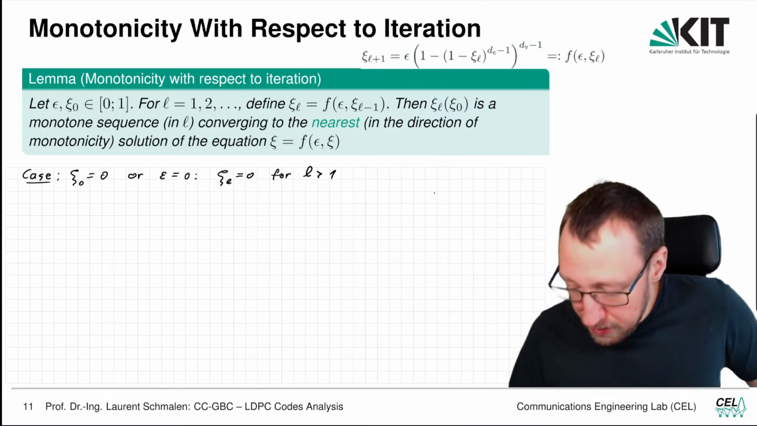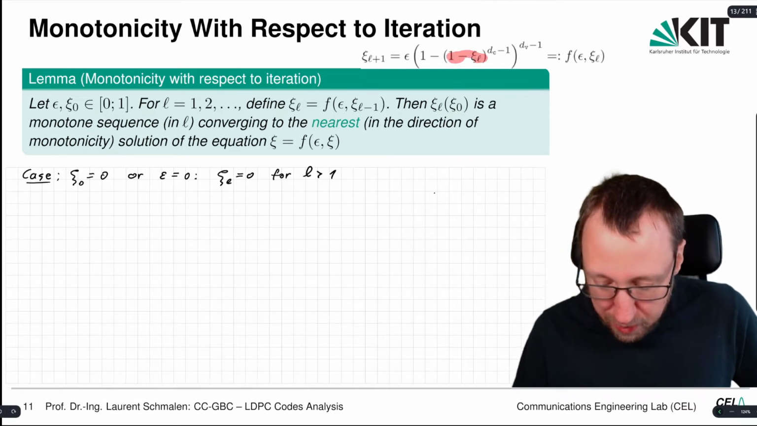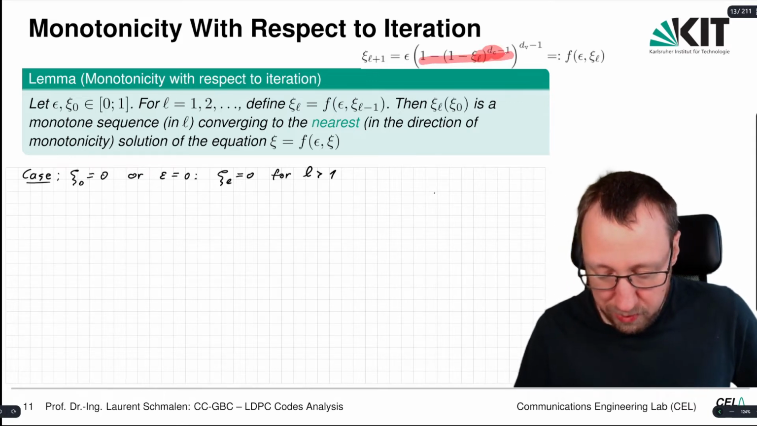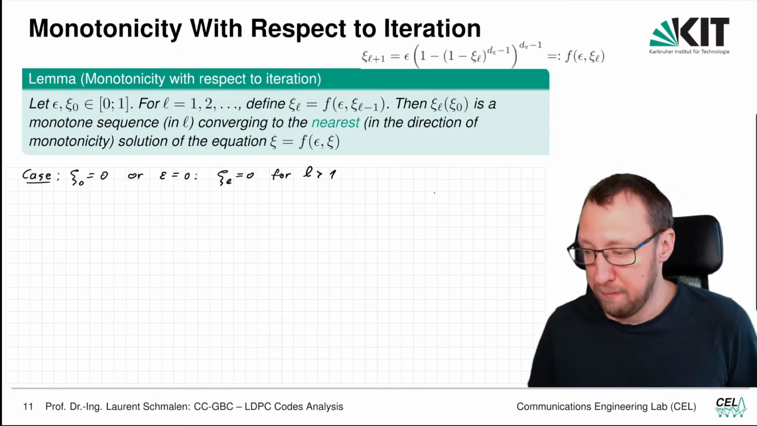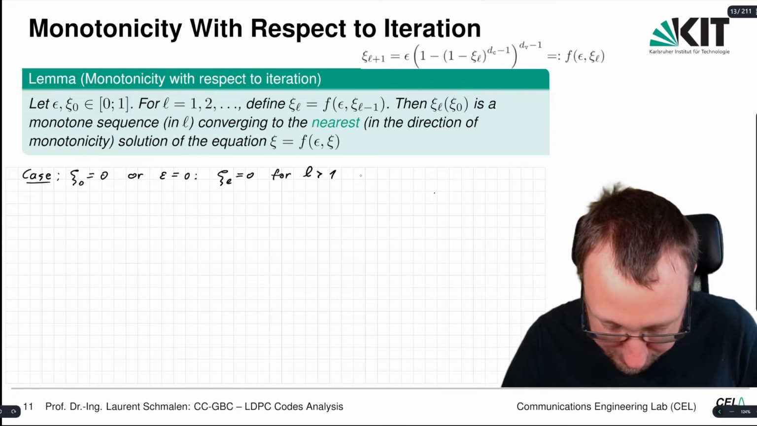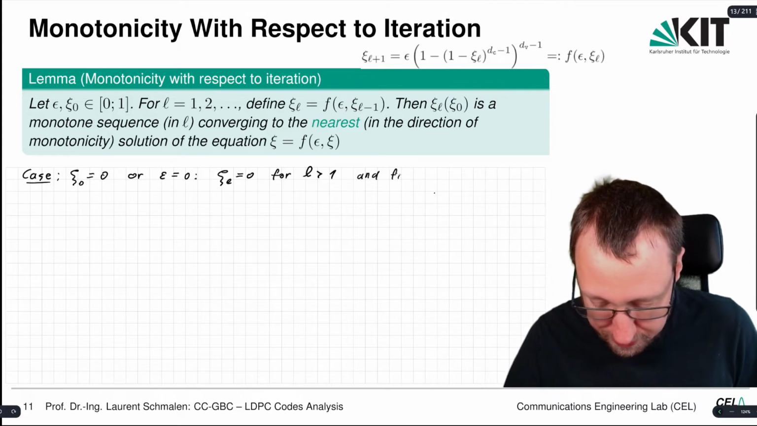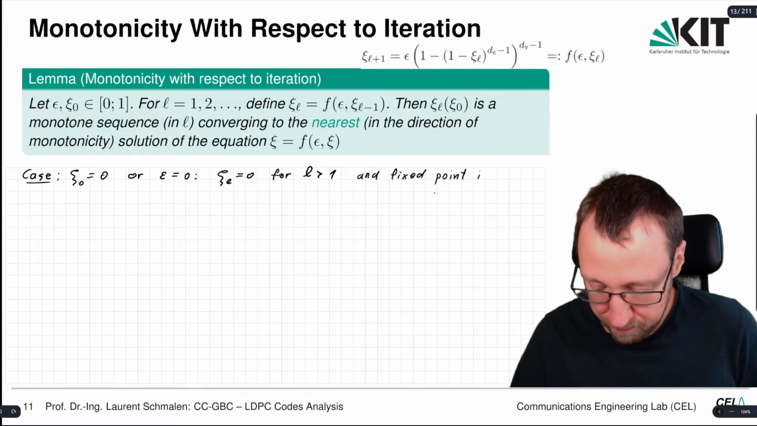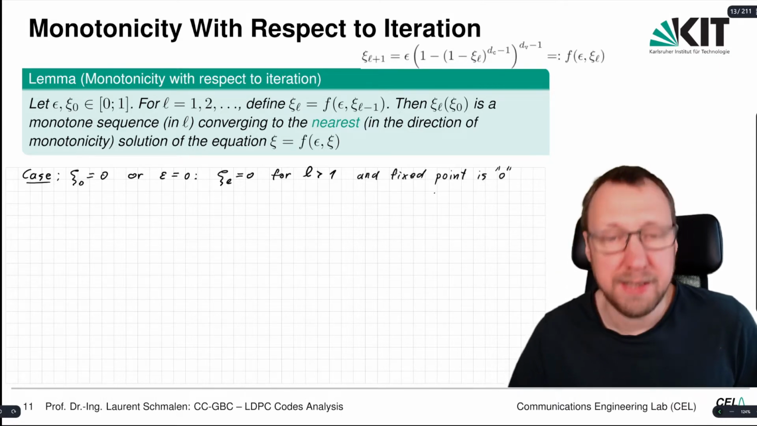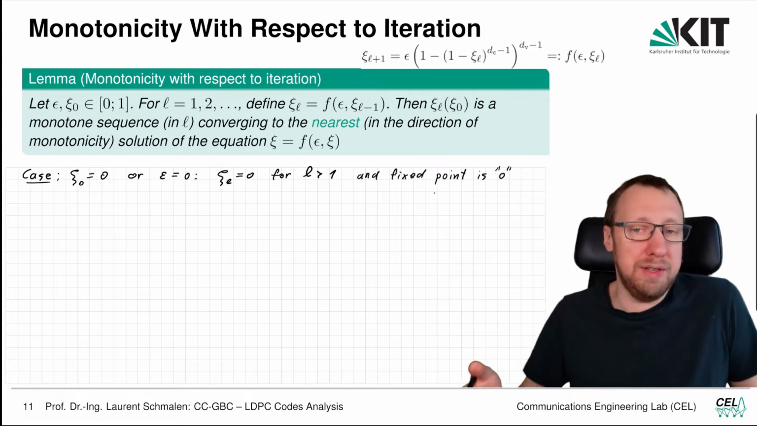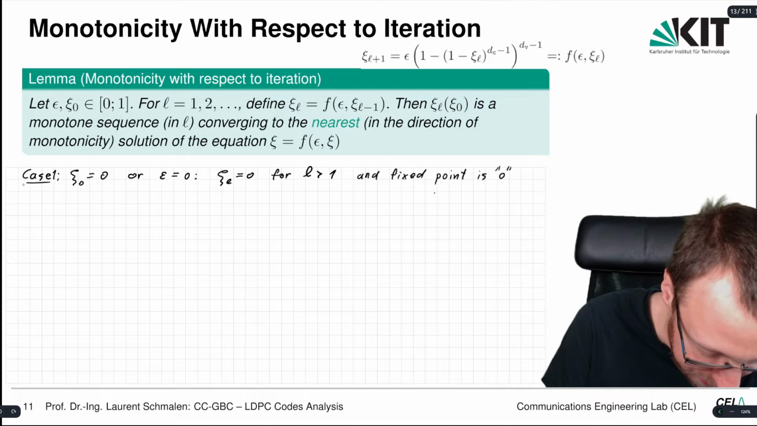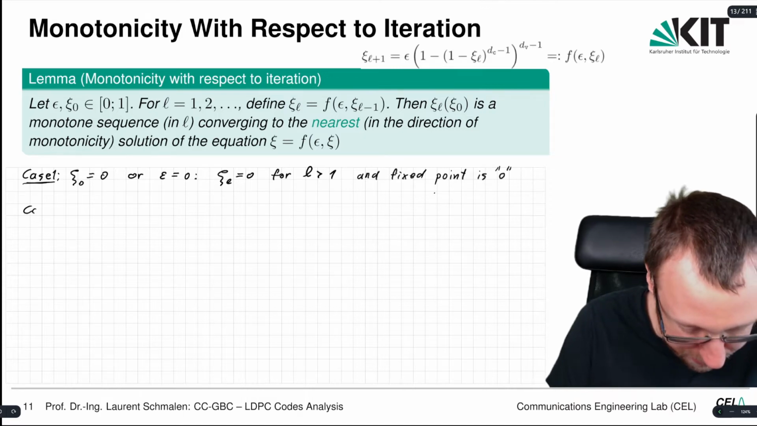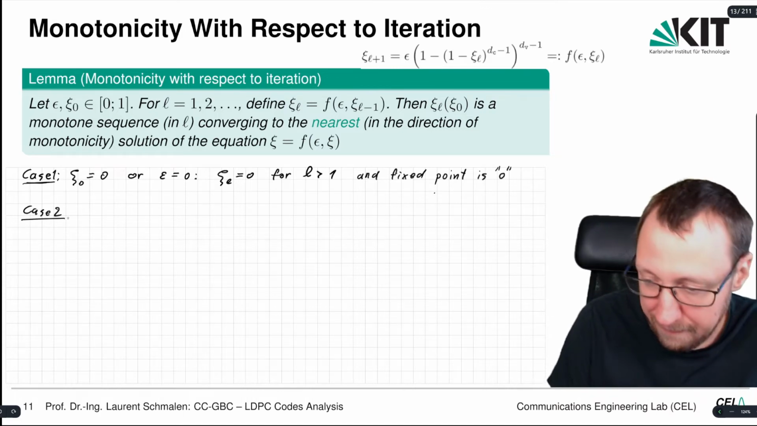So if ξ0 is equal to 0, this will be equal to 1, this will be equal to 0. And then C_{l+1} will be equal to 0. And that means the fixed point C is equal to f of epsilon, C is equal to 0. Okay, so this first case was not so interesting. The interesting case is the general case.